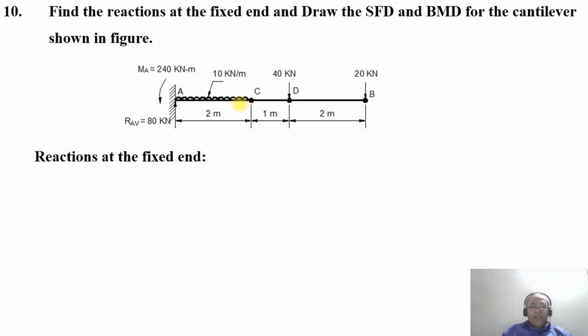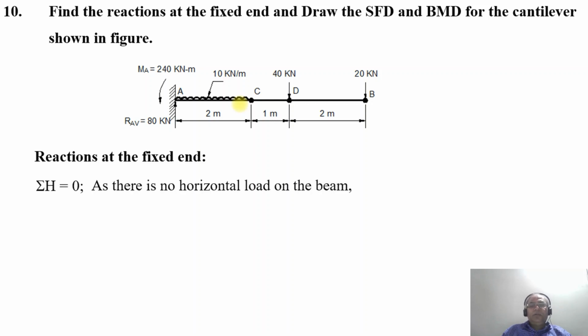First we are going to consider the reactions at the fixed end. Sigma H will be equal to 0. The sum of all the horizontal forces acting on the beam will be equal to 0. As there is no horizontal load acting on the beam, therefore RAH will be equal to 0.